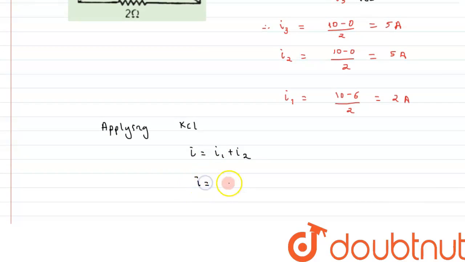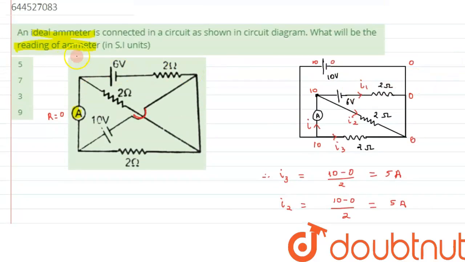Therefore the value of I can be written as I1, which we have calculated as 2, plus I2 as 5. So the total current through the ammeter will be 7 ampere. Alright, so this is the reading of the ammeter, and this matches with option B.